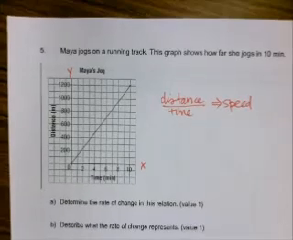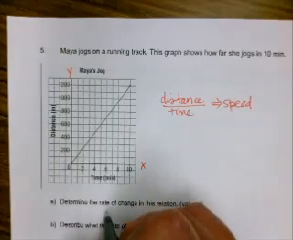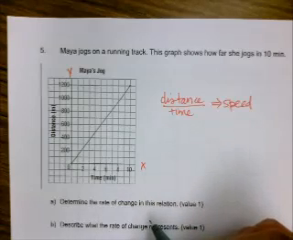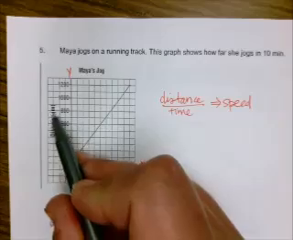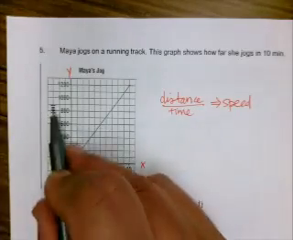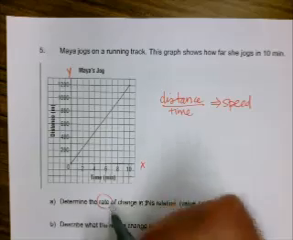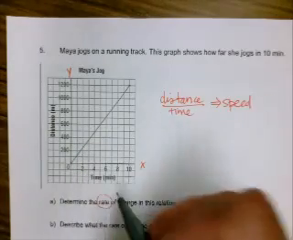Okay, so it says determine the rate of change in this relation. Remember, we said they call it a rate of change and not just a slope because of how it's measured. We've got meters and minutes, so we have two different types of units that are being used, and that's what makes it a rate. Okay, two different types of units.